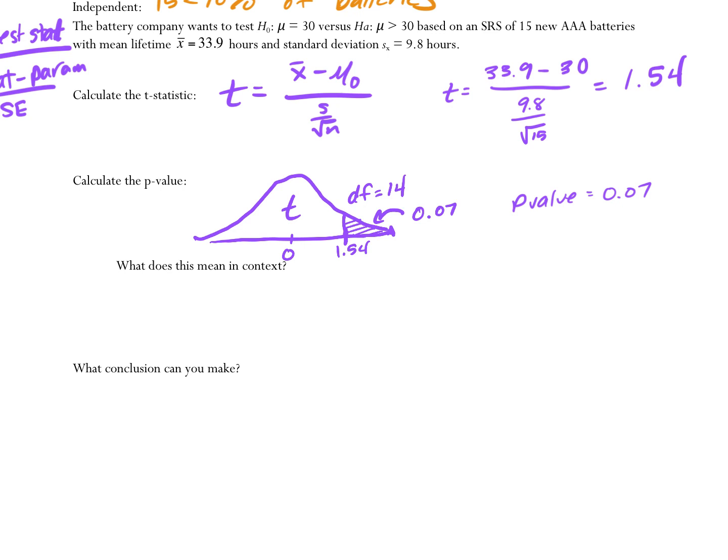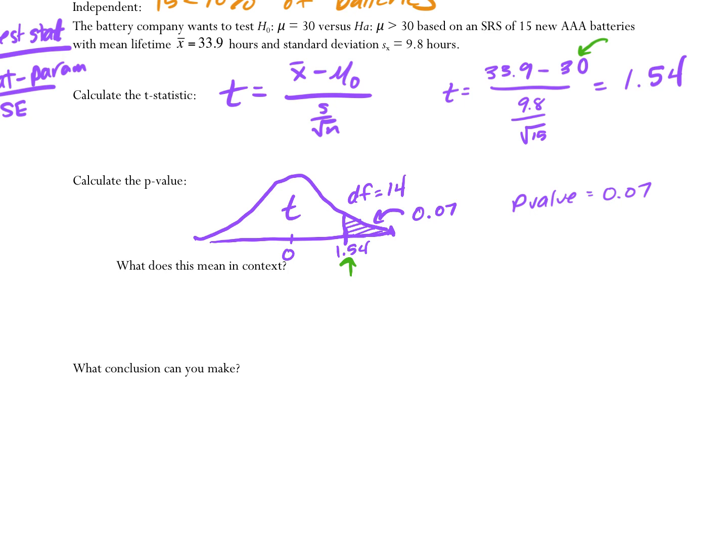Can somebody interpret that p-value? Which, by the way, is one of the more challenging things to interpret. Because I'm not asking you to tell me what conclusion we should make. I'm asking you, what does that 0.07 really mean? Well, are you guys with me that p-value came directly from my t statistic? And my t statistic assumed mu is equal to 30. Okay, so our p-value is calculated as assuming the null hypothesis is true.